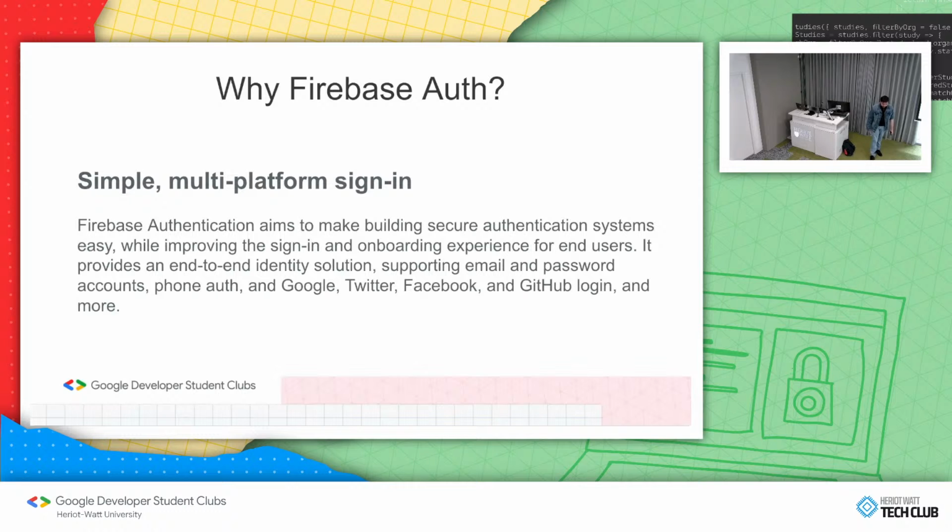So Firebase authentication has multiple sign-in options, as we saw in the previous slide. You can have GitHub, Facebook, Google, or email and password authentication, for example. For end users, it provides an end-to-end identity solution. What that means is it's secure. It uses OAuth 2, which is a very secure way of logging into an application.